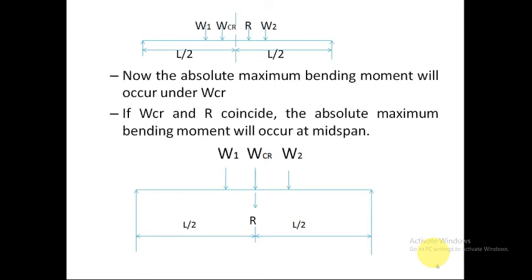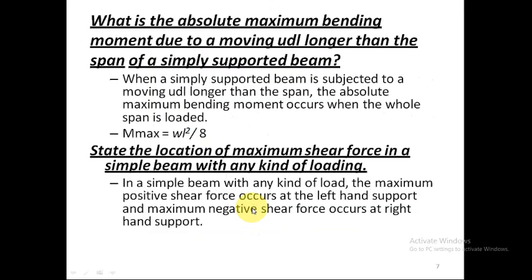Next, one more case can exist like this, where the WCR, that is the heaviest load, will coincide with the resultant. Under that case, we will get the maximum bending moment again under the midspan only, at the midspan. Here you can see that WCR is coinciding with R, that is the resultant of all the loads. Therefore we will have again the maximum bending moment under the WCR. Like this we can calculate the absolute bending moment at different locations for different types of loadings.